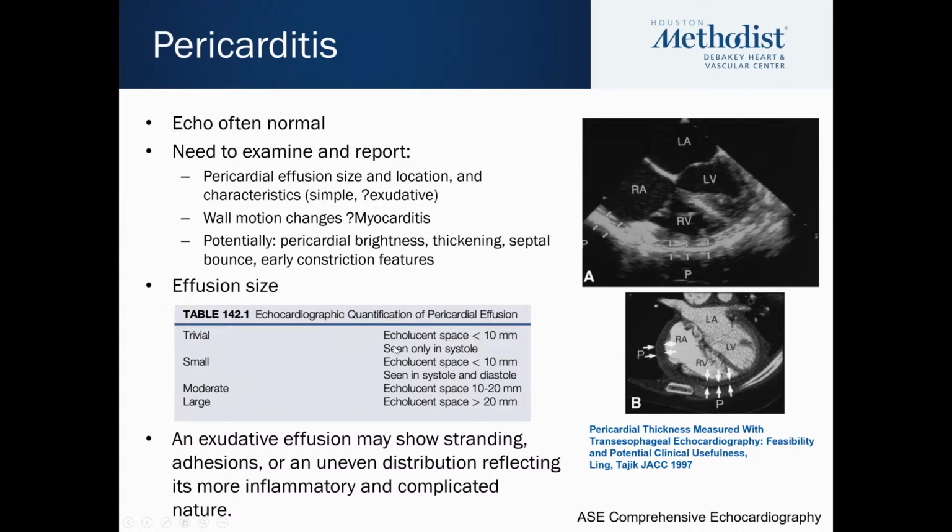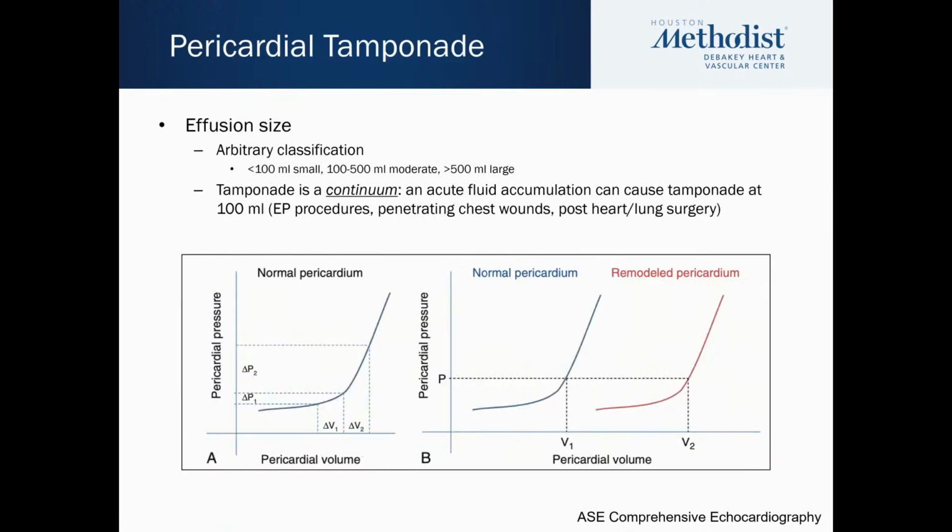How do we define sizes of pericardial effusions? This is relatively arbitrary. If you see the effusion only during systole, we tend to call that trivial. If it's less than 10 millimeters or 1 centimeter in diameter, you have to measure it perpendicular to the myocardial segment, that's considered to be small. 10 to 20 millimeters is moderate, and greater than 2 centimeters is large. And like the previous case, try to look for areas of fibrous content, stranding, and adhesions that may help you identify how complex this effusion is.